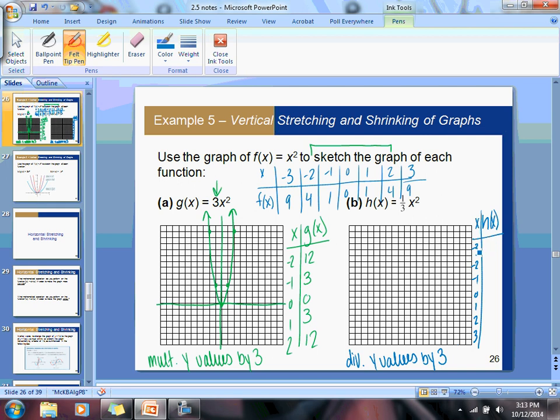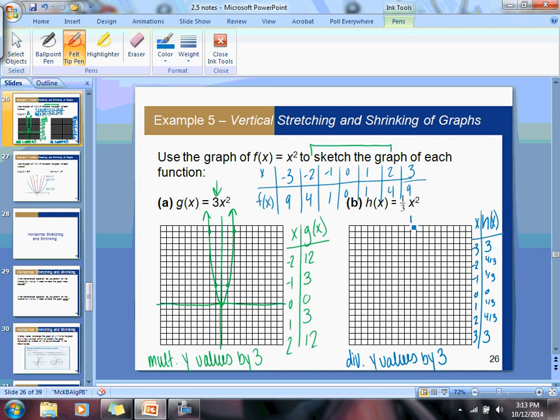But for -3, my original value that I get out is 9. But 9 divided by 3 is 3. And then for -2, I usually get a 4 out for the x squared function. But now it's going to be divided by 3, so it's going to be 4/3. And then for -1, I usually get 1. So now that'll be 1/3. 0 still 0. And then I'll get 1/3 and 4/3 and then 3 again.